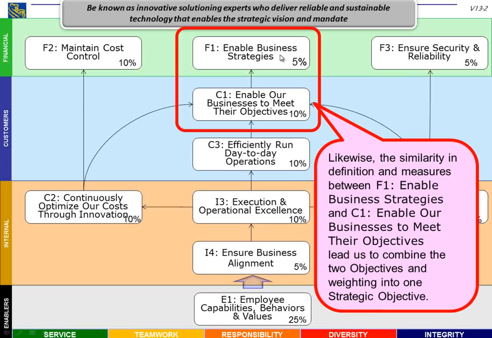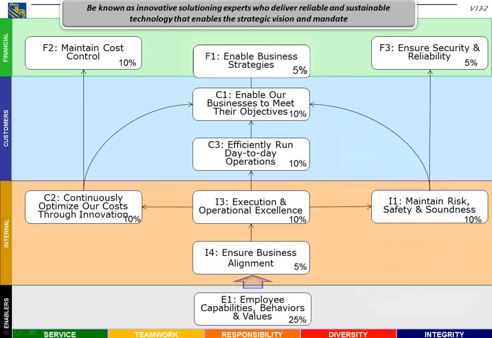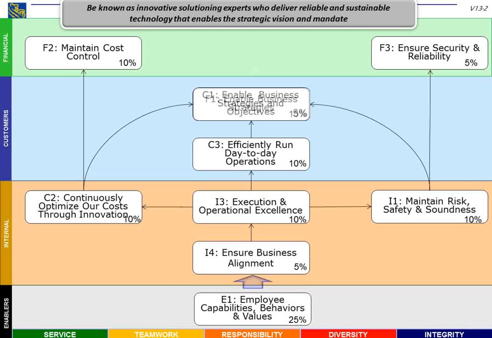In this case, we have little control over the actual revenue generated from the products and services we deliver. So we joined them, but decided to join them in the customer perspective because, of course, our customers are concerned about our ability to enable their strategies and objectives. So again, we combine the two and combine the two weighting to make that one a 15%er.